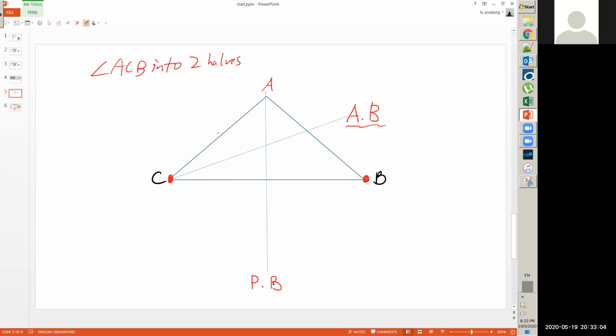Now my question is, you see this intersection point between your AB and your PB, right? So basically that's how you should draw your AB and PB. Now, let me get rid of the AB first.